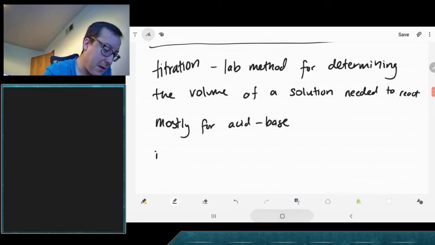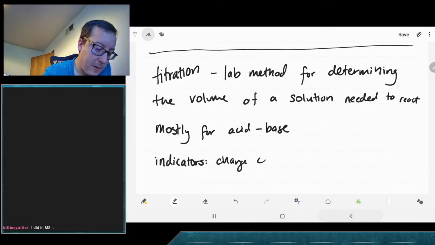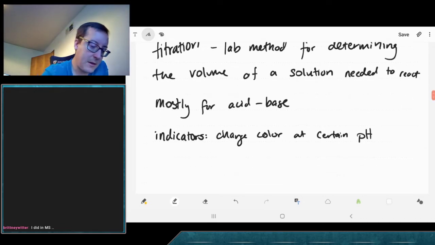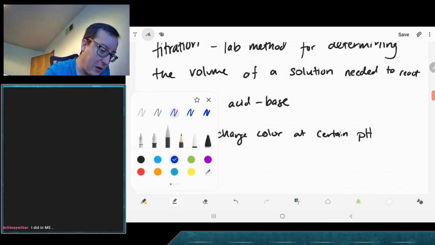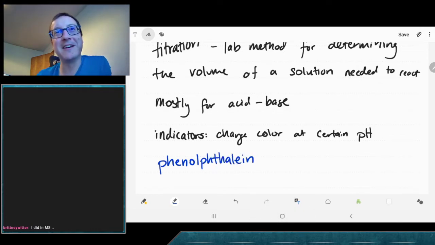Except I can't spell, as always. These things will change color at certain pHs. And there's a whole bunch of indicators, and they all have their own range at which they change color. But the most common one is called phenolphthalein. You do not need to know how to spell this. It's not going to be a spelling test over here.